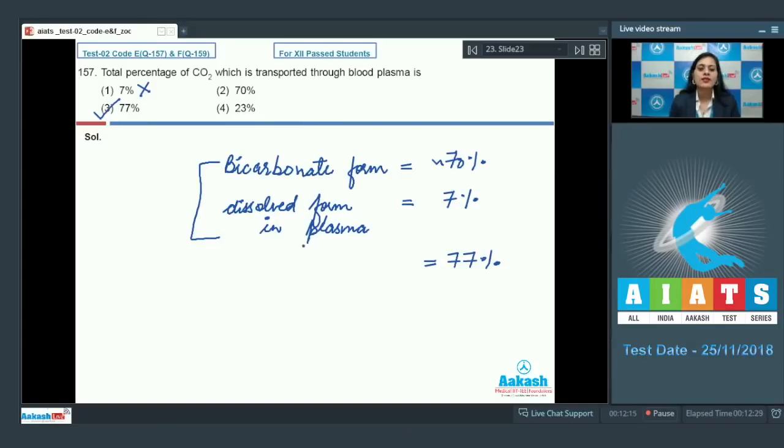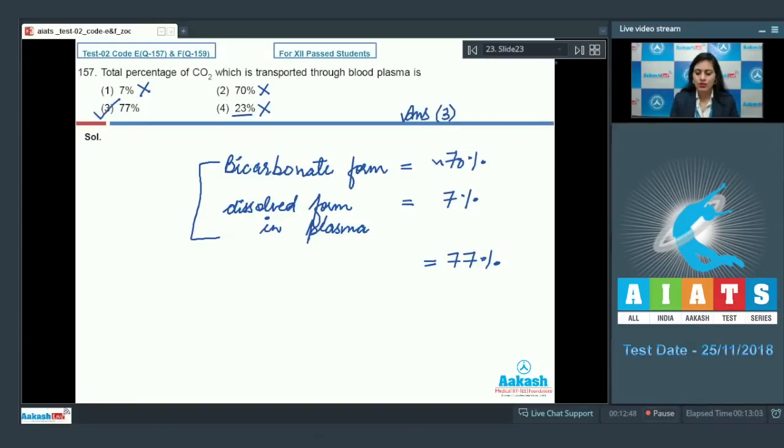it is merely the dissolved form of CO2 in plasma. Option number 2 cannot be a correct answer because 70% of CO2 is transported in bicarbonate form in plasma. While option number 4 cannot be a correct answer because 23% of CO2 is transported in the form of carbaminohemoglobin. So the correct answer for this question is option number 3.